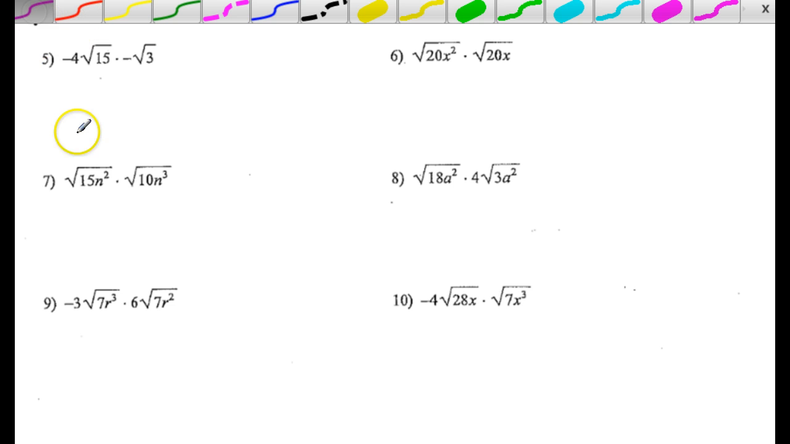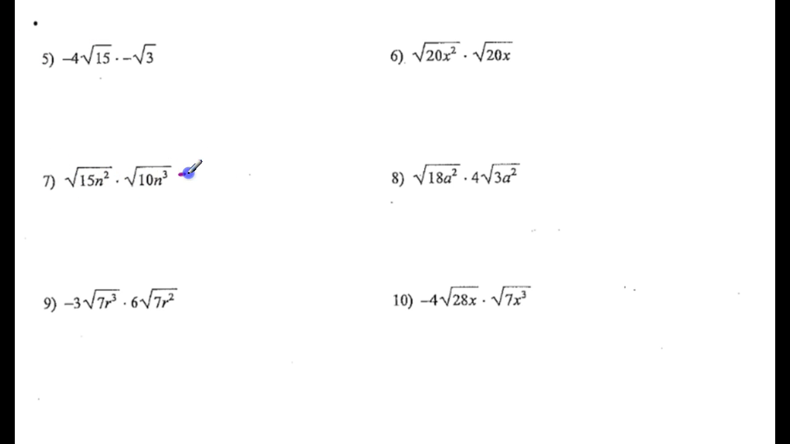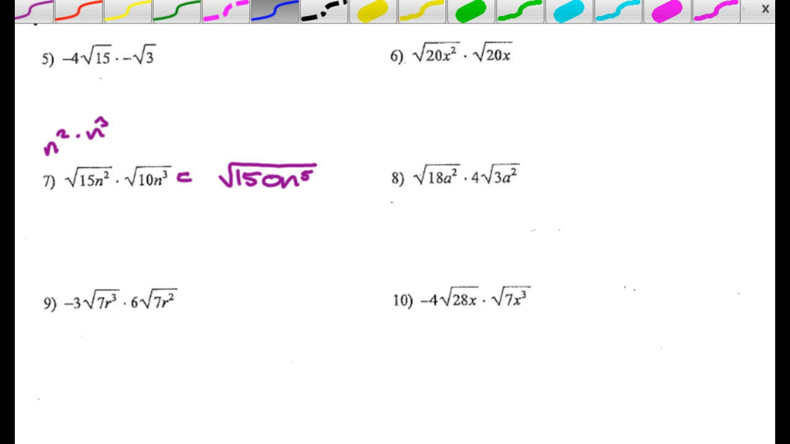Alright, so number 7, we have the square root of 15n squared times the square root of 10n cubed. So, remember, there's nothing on the outside, so there's nothing to multiply there. But on the inside, 15 times 10 is 150. And now I have n squared times n cubed. Now this is going to use your properties from the beginning of the chapter. N squared times n cubed, same base n, so I add the exponents. That means n to the 5th. Okay, so I've multiplied it, now I'm going to simplify it.